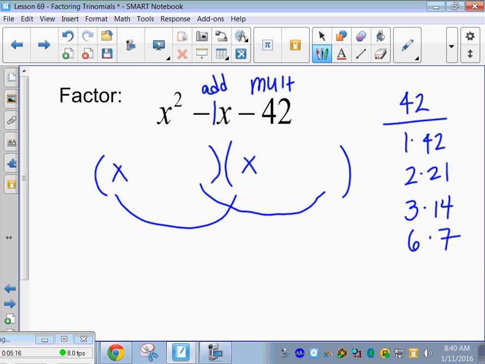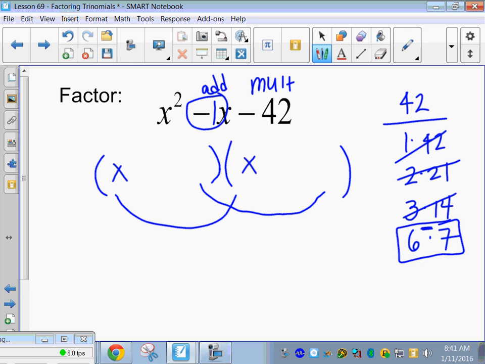Now, we have to have some combination of numbers that add to negative 1. If I add or subtract these, can I get negative 1? No. If I add or subtract these, can I get negative 1? No, I get like 23 and 19, right? How about these? If I add them, that's 17. If I subtract them, that's 11. Nope. How about these? Yes. How can I add to get negative 1, you guys? Which number has to be negative in order to add to negative 1? 7. Okay. Right here.